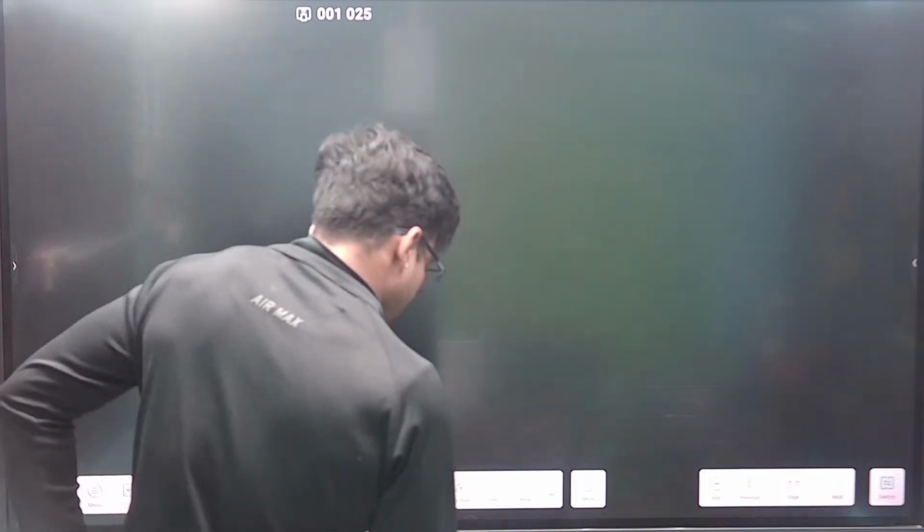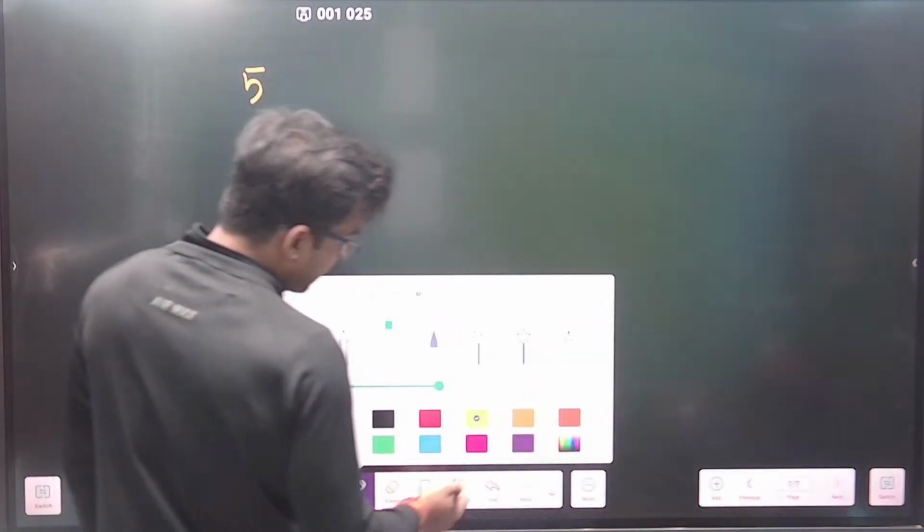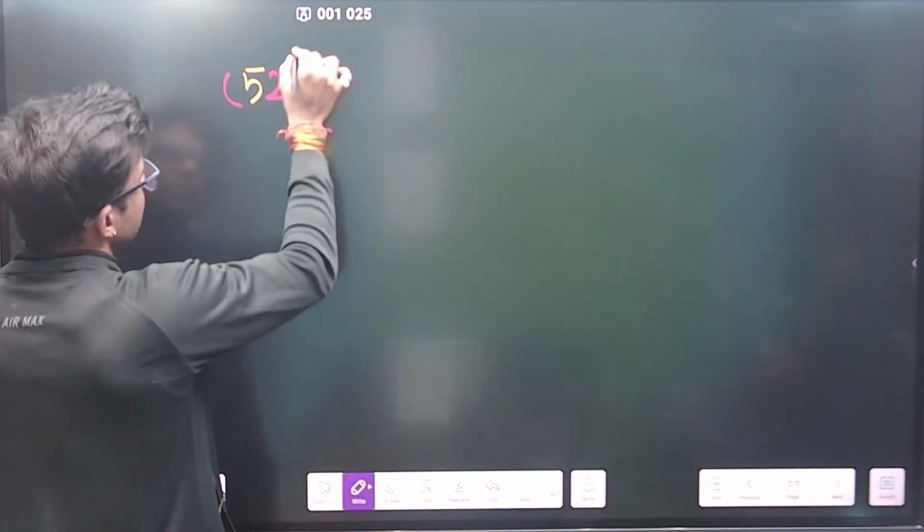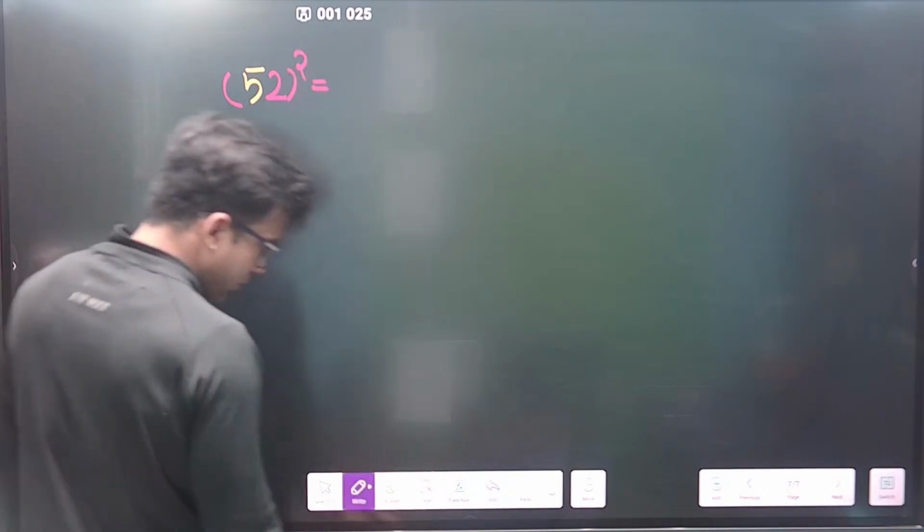Okay, let's take another number, 52 ka square. And don't worry guys, just watch, I'll also give you the PDF. Now can you guys apply this? Tell me how to figure out 52 ka square. Oh, come on. Just think of it and then answer.